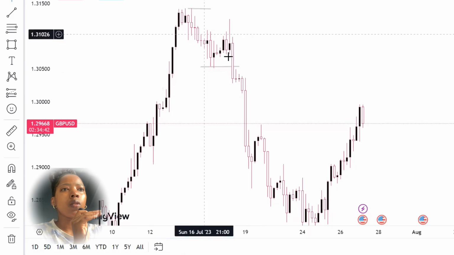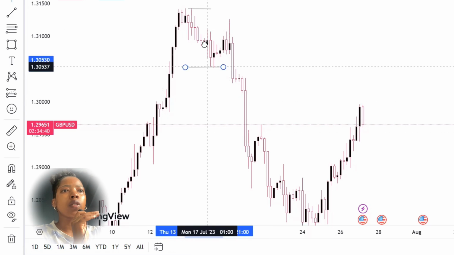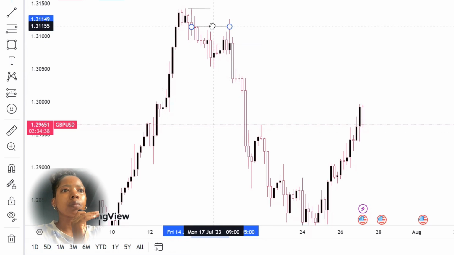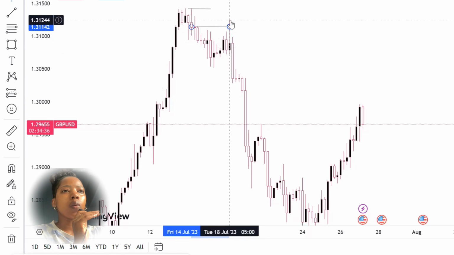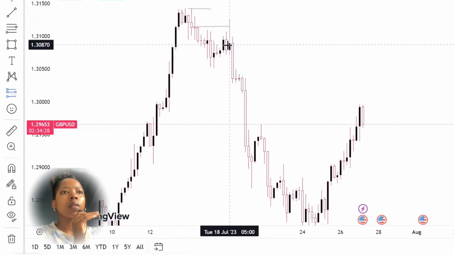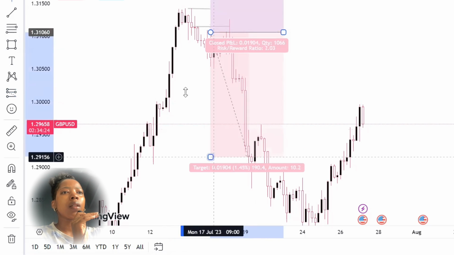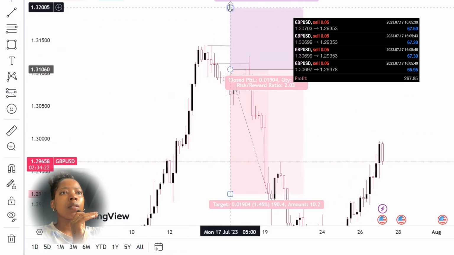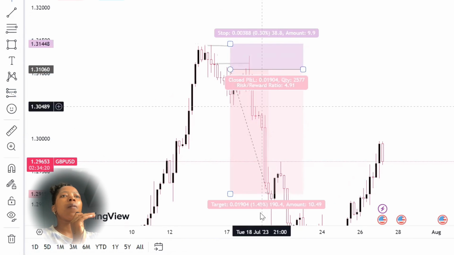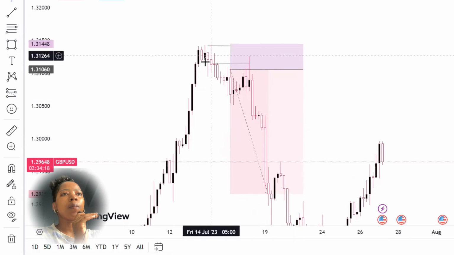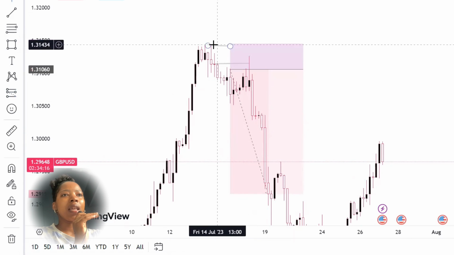So let's look into it like this. I'm looking for price to come to this area, take out liquidity, and then come to this and come here, and then I enter right there, right? That was the trade that I took. So I was just looking at that liquidity and the liquidity on this candle.